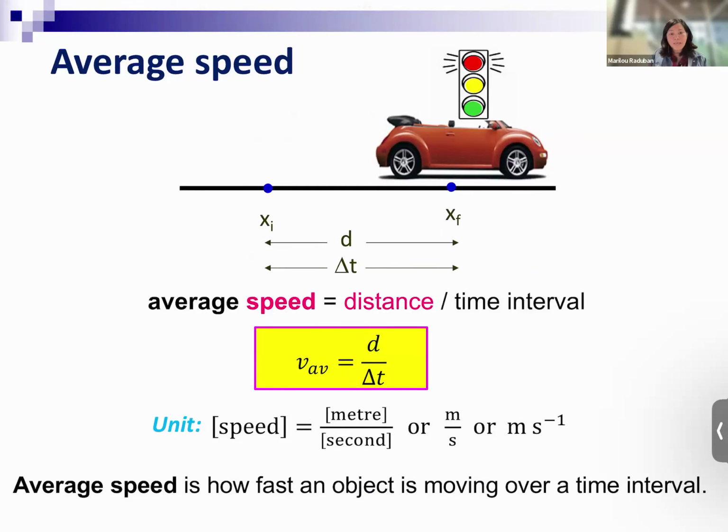So average speed, okay, when we say speed, it's determined by the distance traveled by the object.